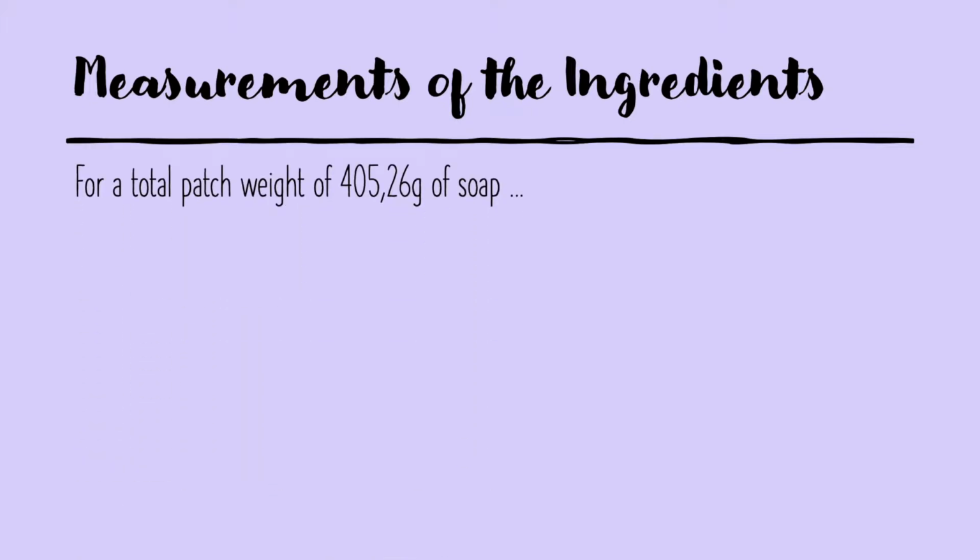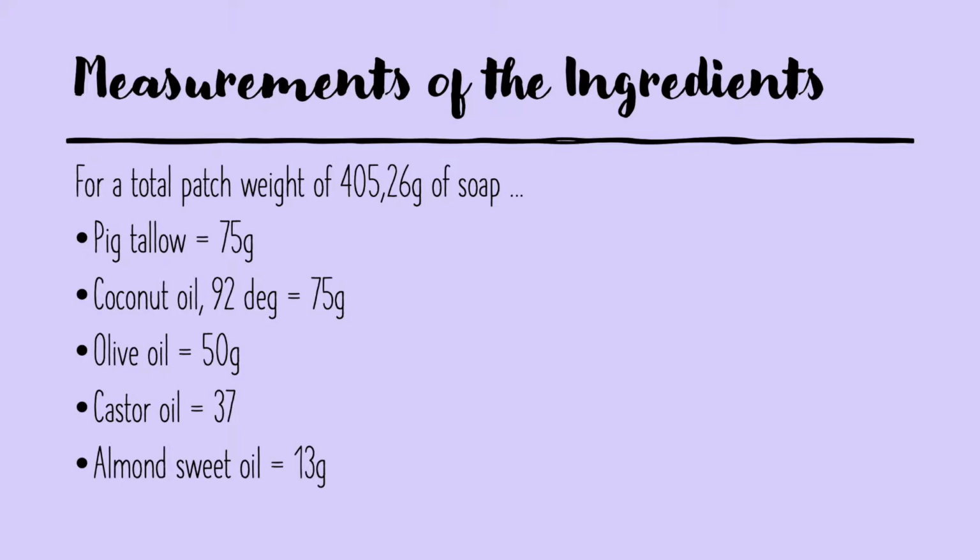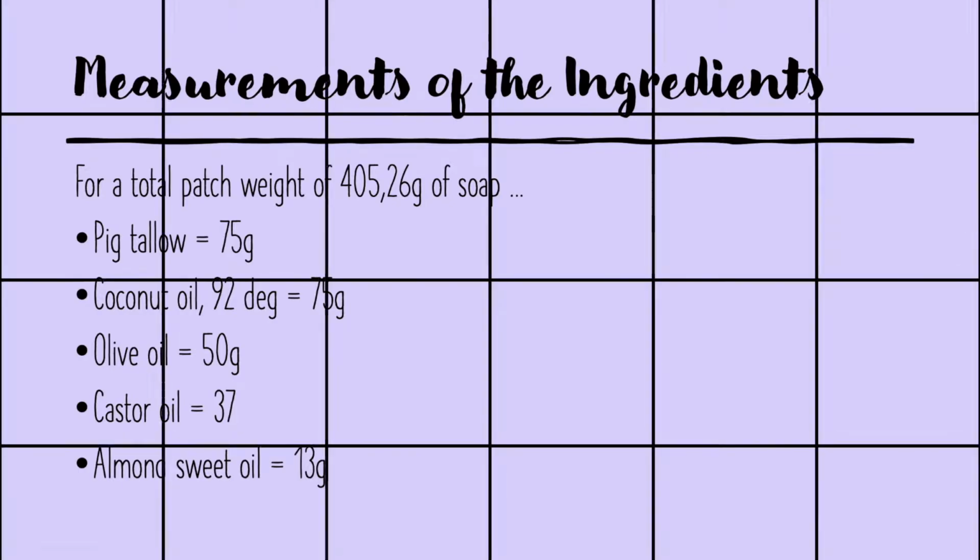Next, we have the measurements and the ingredients we're going to use. For a total batch weight of 405.26 grams of soap, we need 75 grams of pig tallow, 75 grams of coconut oil, 50 grams of olive oil, 37 grams of castor oil, and 13 grams of sweet almond oil.